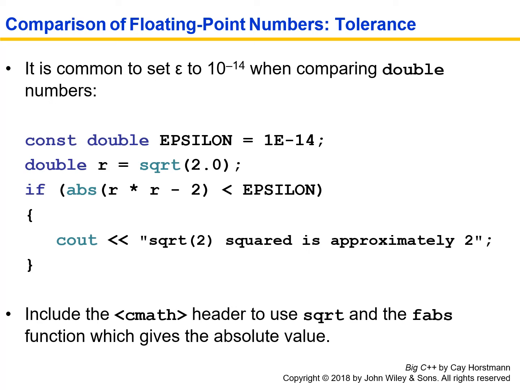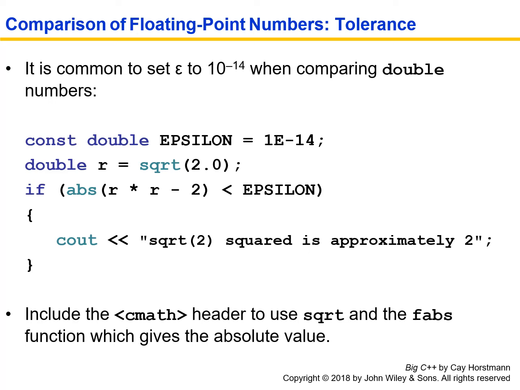Now we say r = sqrt(2.0), if the absolute value of r * r - 2 is less than epsilon. Okay, see what we did there? We turned r * r == 2 into an expression that should yield 0 if everything is equal. So r * r - 2 should be 0. If the absolute value of that is less than epsilon, then we print square root of 2 squared is approximately 2. And in fact, that's what would print if we ran this program.